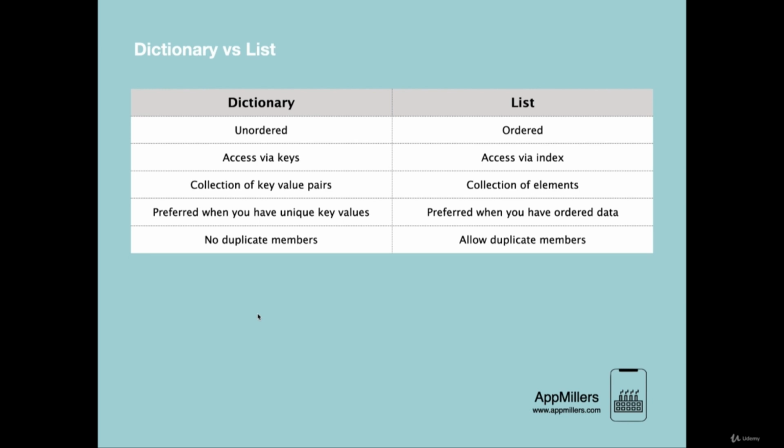The next point over here is that in a dictionary, we have key value pairs. But in the list, we have only elements. This means that for every element of a dictionary, we have a key and a value assigned to it. So as we mentioned here, we can access the values using their keys.